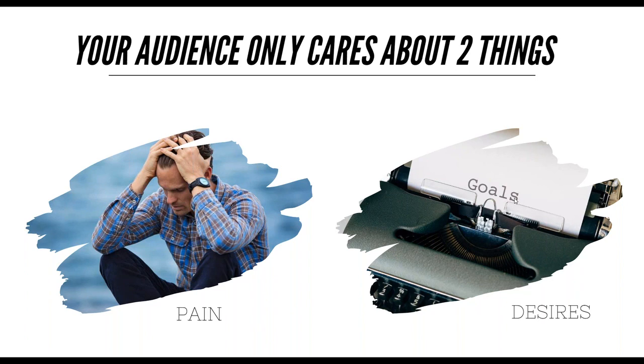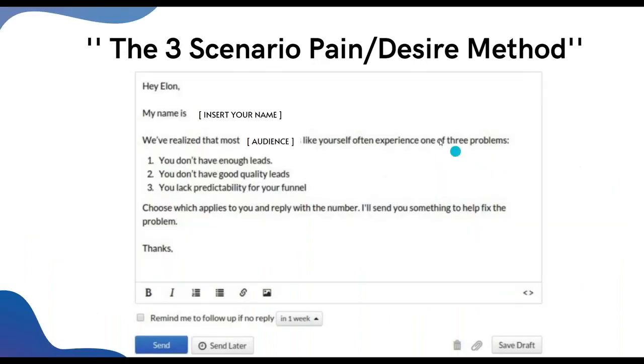Now, there will be a lot of similarities through a lot of niches. A lot of them will suffer from lead gen, conversion rates, but it can also be technical stuff like websites outdated. So what are the three main pain points that your offer or service that you're promoting, whether it's an affiliate offer or your own offer, solves for that industry? Then you want to send a message or make a post on your timeline that I call, once again, the three scenario pain or desire method.